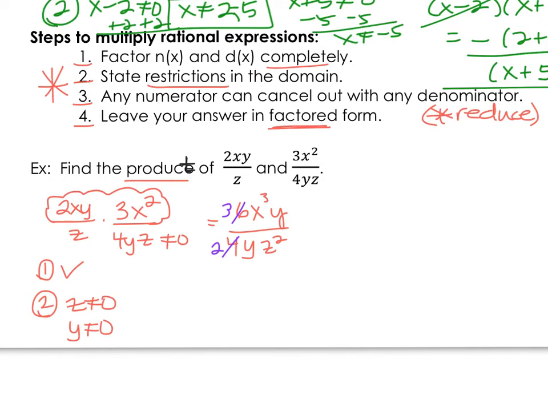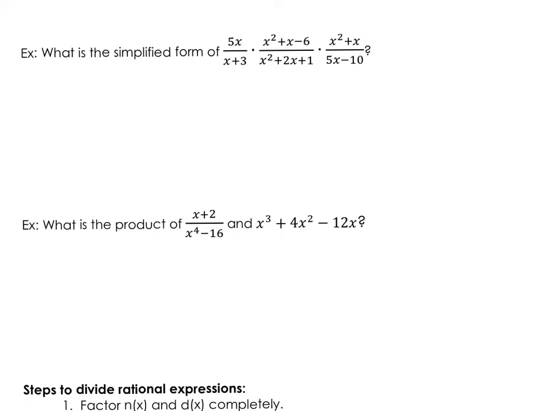There's a y in the numerator and a y in the denominator. Those will cross off. And that would give us a total of 3 times x cubed in the numerator over 2z squared. And that's your simplified product.